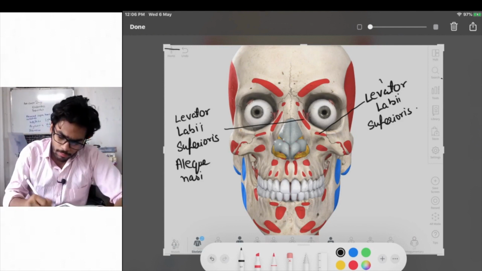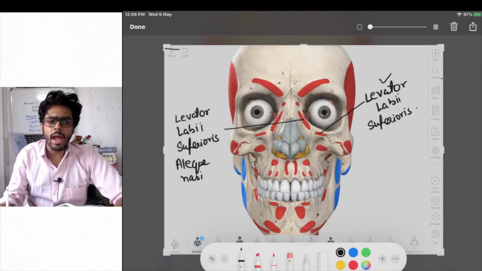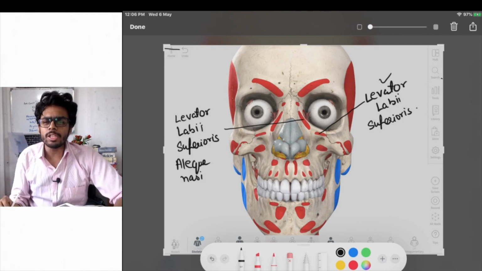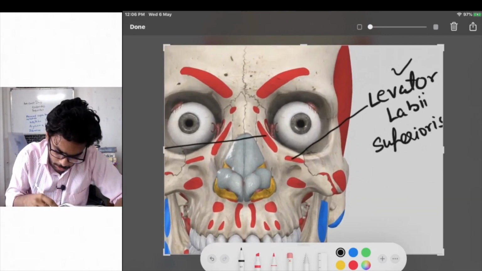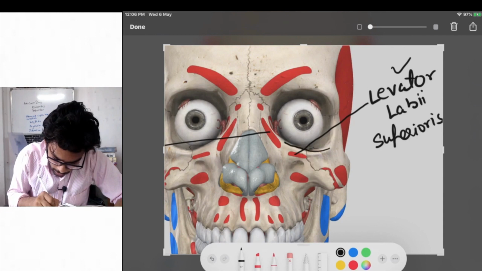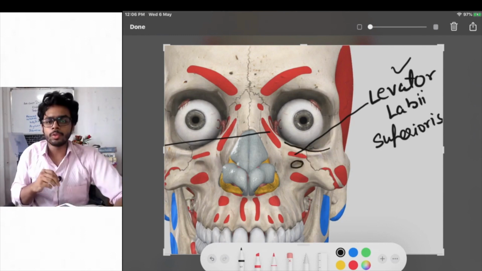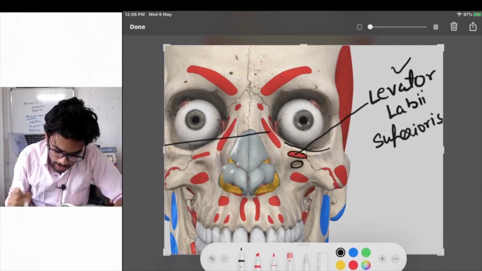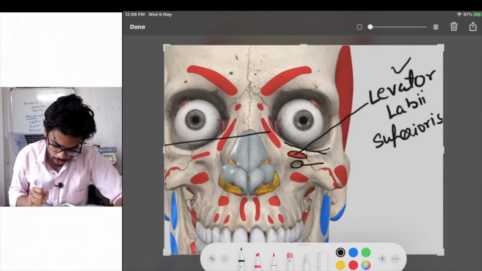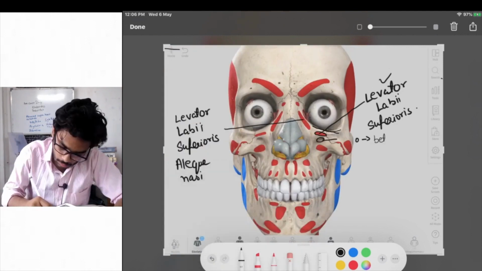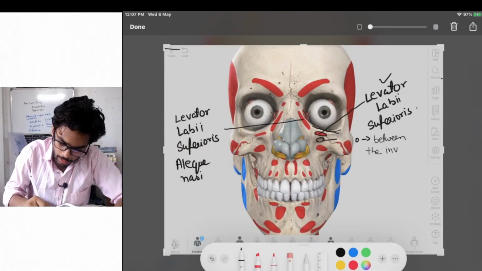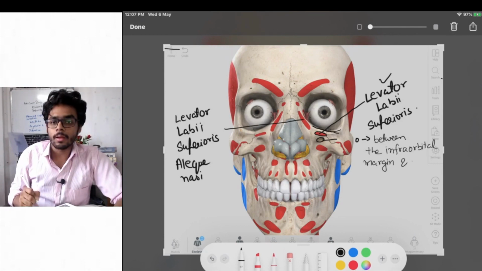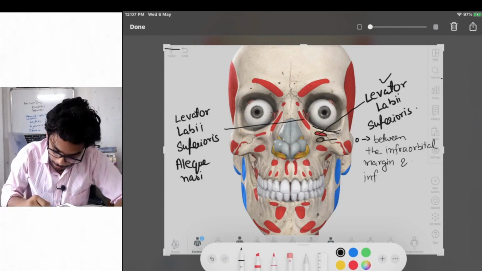So first we will study this levator labii superioris, and we will first see the origin. The origin is between the infraorbital margin, can you see this structure, and here we have a foramen known as the infraorbital foramen. The origin of this muscle is between these two structures. So origin is where? Between the infraorbital margin and infraorbital foramen. Am I clear?